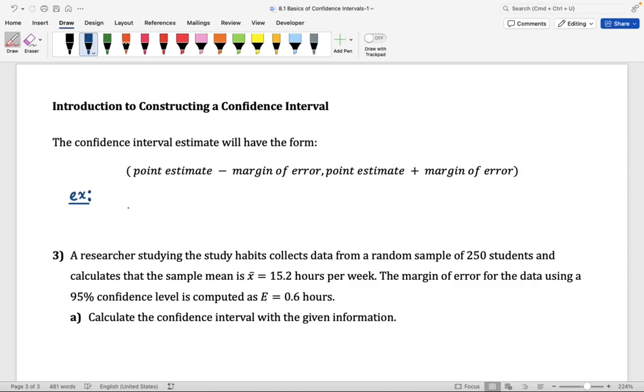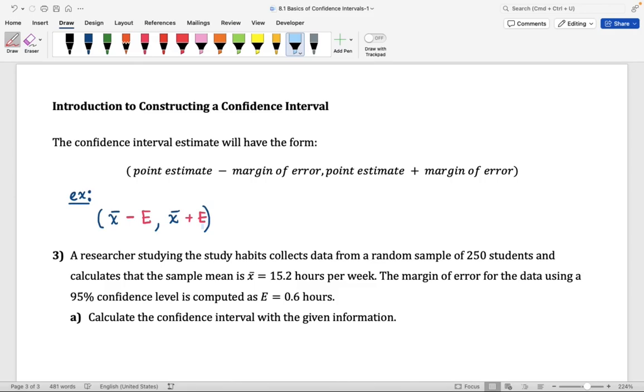If you're trying to estimate the population mean, then your point estimate is going to be X bar. So you're going to have X bar minus the margin of error, comma, X bar plus the margin of error. You're going to see that moving forward, we're going to use capital E to denote the margin of error. At this point, you know how to calculate X bar. If I give you data coming from a sample, you should be able to calculate X bar. At this point, you do not know how to calculate E. We're not going to go into details about how to calculate E.